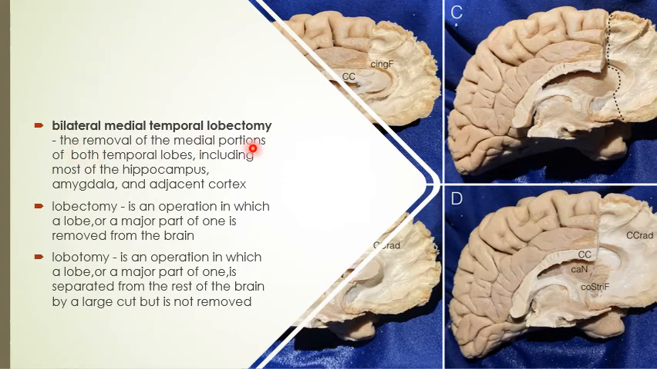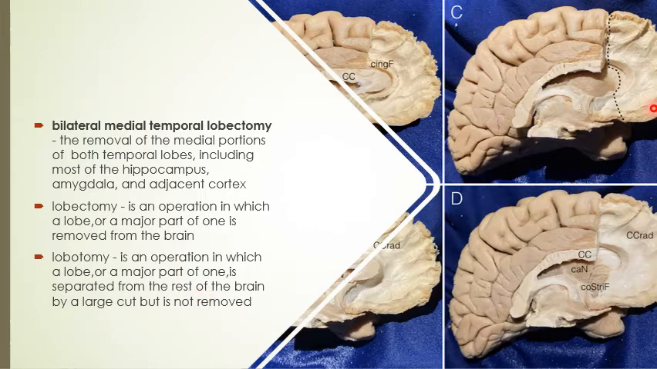This is the removal of the medial portions of both temporal lobes, including most of the hippocampus, the amygdala, and the adjacent cortex. Let's differentiate first what lobectomy is, and you also have this procedure called lobotomy. When we say lobectomy, this is an operation in which a lobe or a major part of the lobe is removed from the brain, completely. When we say lobotomy, this is an operation in which a lobe or a major part of one is just separated from the rest of the brain by a large cut, but it is not removed.